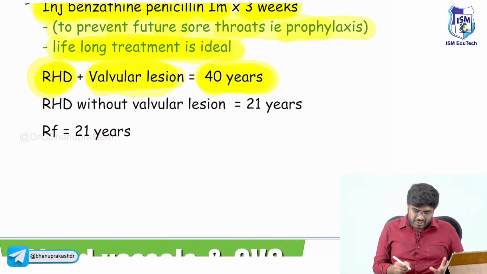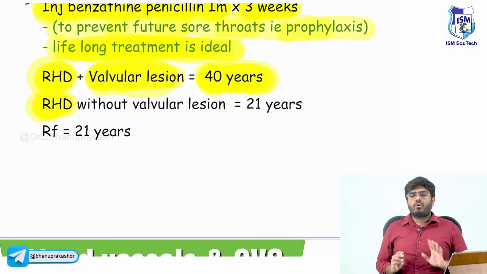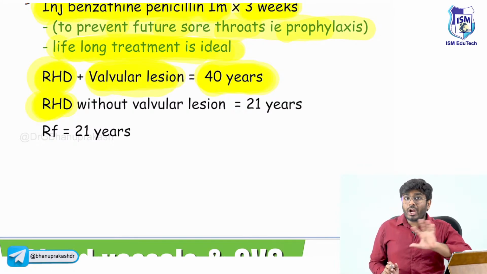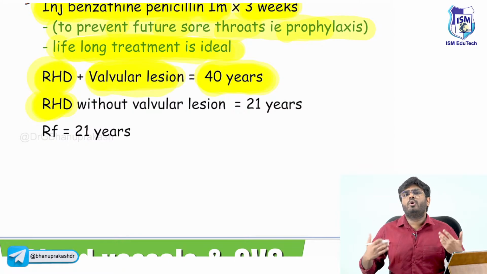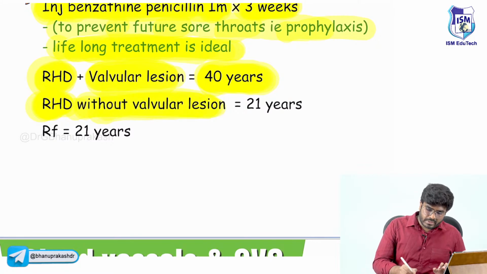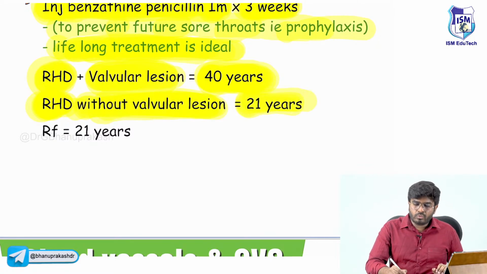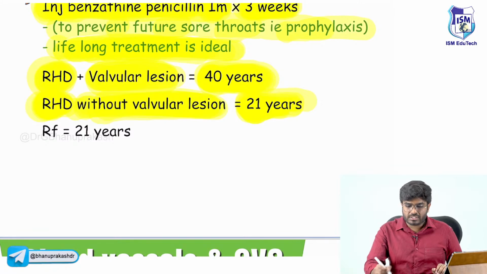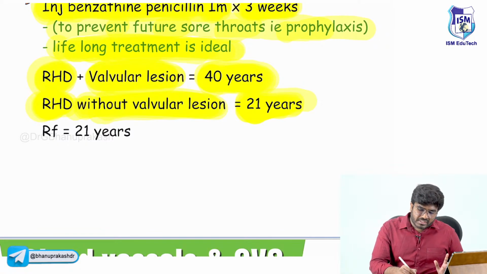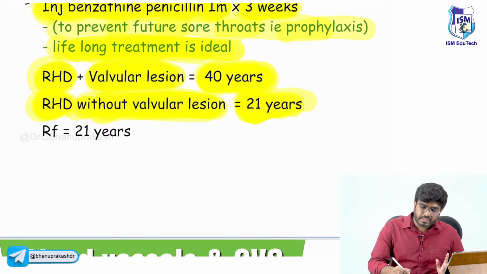In a question, if they mention, sir, rheumatic heart disease, heart involved, but not the valves, not the endocarditis, maybe myocarditis or pericarditis, that's it. So rheumatic heart disease without the valvular lesion. If there is no valvular involvement, you have to continue the prophylaxis for 21 years at least. Okay, 21 years is the best answer, sir. Always, lifelong treatment is best. If there is a lifelong option, go for the lifelong option. If you don't find that, if valvular lesion is there, 40 years. If there is no valvular lesion, at least 21 years.